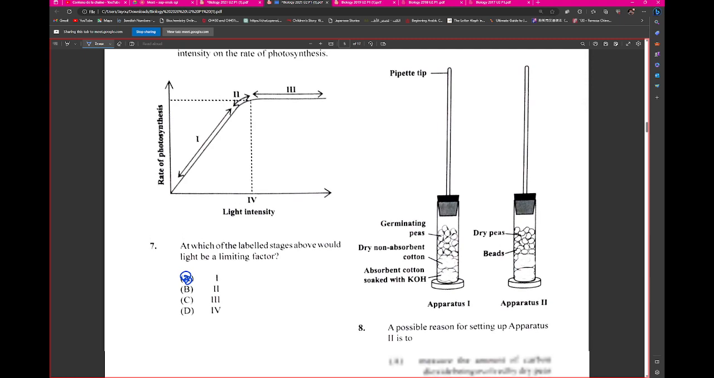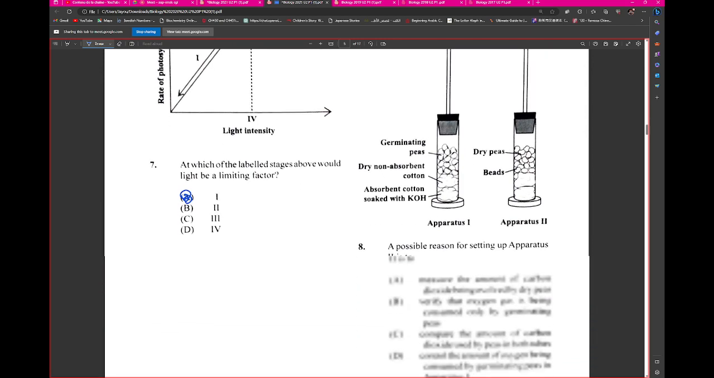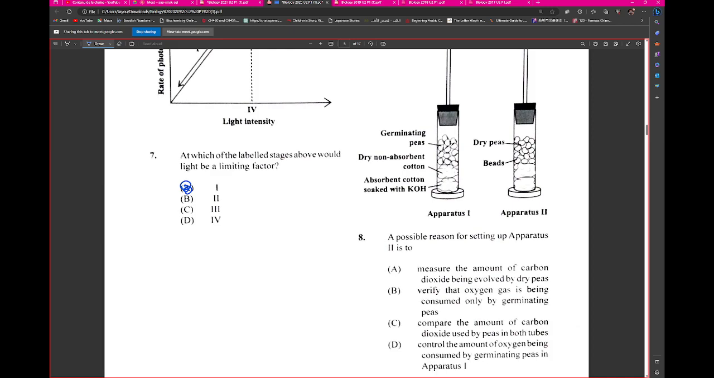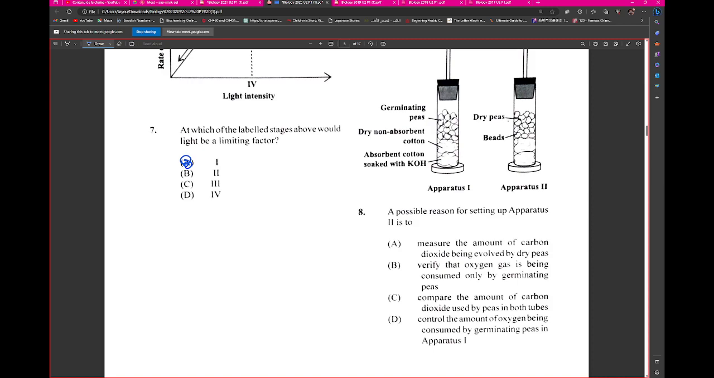Right, so let me see. Haven't seen this in a while. Alright, so we're looking at this setup. The possible reason for setting up apparatus 2 is, so we're seeing here that we have germinating seeds, and here we have dry peas. We have the dry non-absorbent cotton, and here we just have beads. And then we have absorbent cotton soaked with KOH.